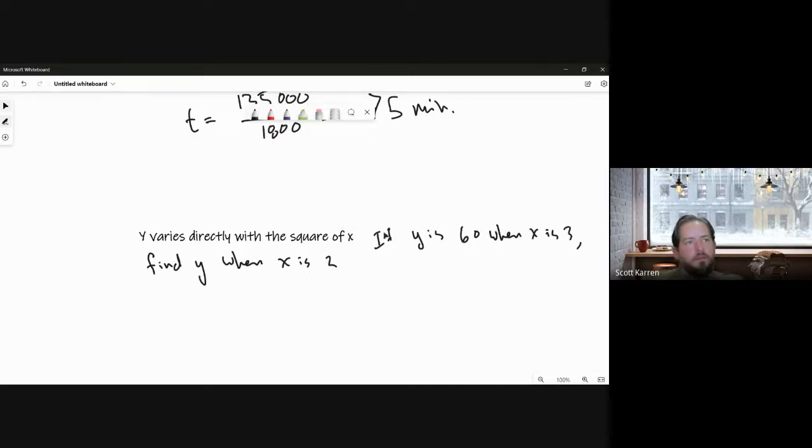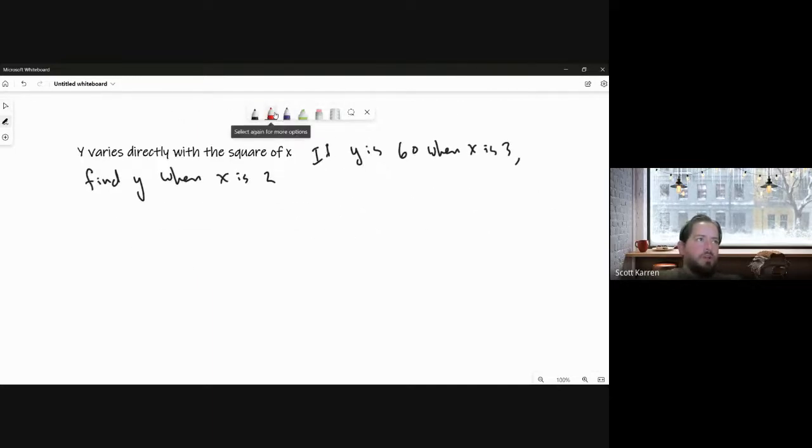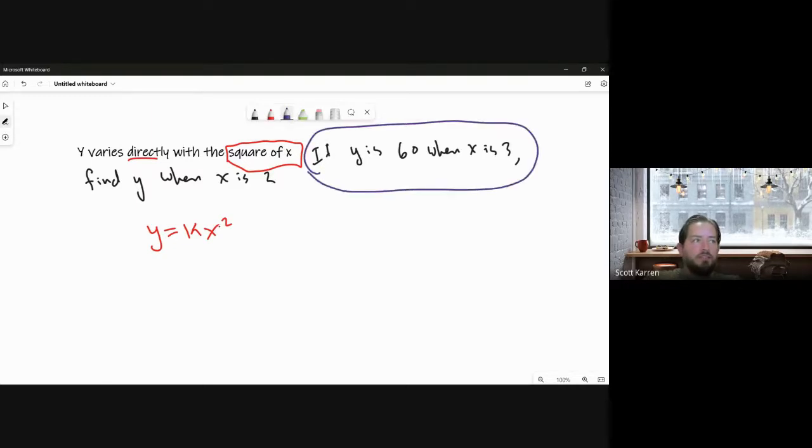Right? And so we just have to be careful with the wording here. Y varies directly, so that means it's y equals k times x, but it's not x, it's with the square of x. And so it's y equals k times x squared. So now we're varying directly with the square of x. And I can plug in information that was given. Y is 60 when x is 3. So 60 equals k times 3 squared, or 60 equals k times 9.